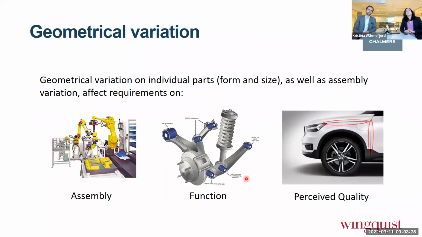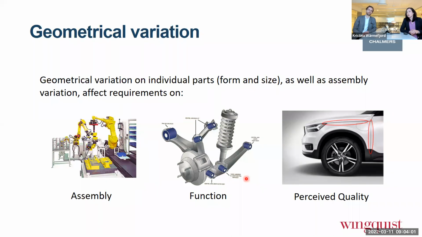So to start with, I will say a few words about geometrical variation, because that is the background to this. So in the research group, we work with geometrical variation. So we have geometrical variation on individual parts. So they vary in form and in size. We have assembly variation. So we add some variation during the assembly as well, in fixtures done by manual assembly and so on. And this might lead us to products that do not fulfill our requirements.